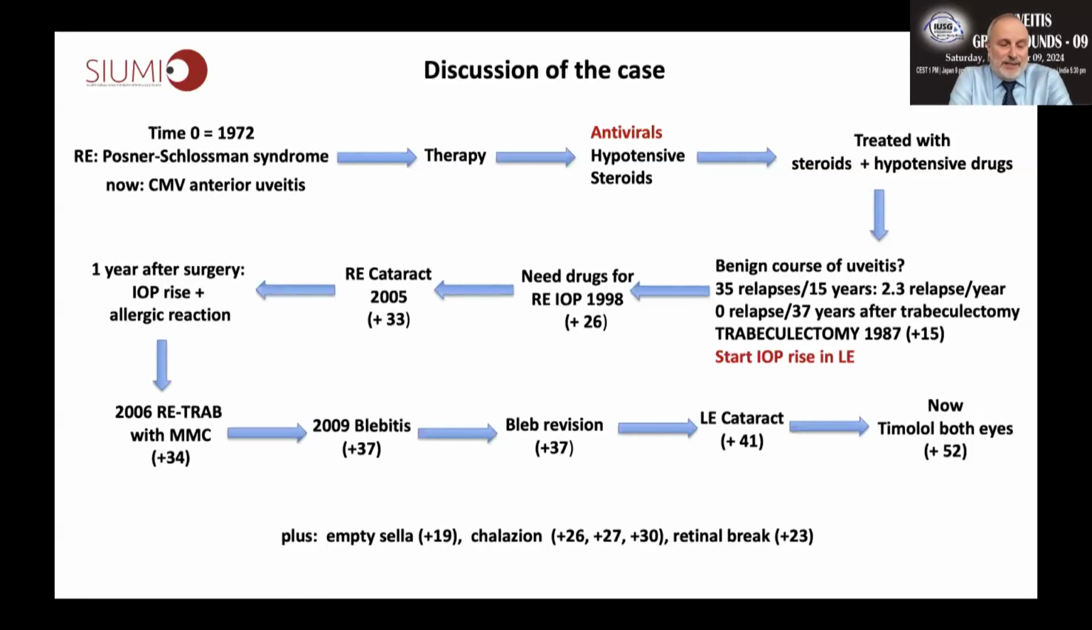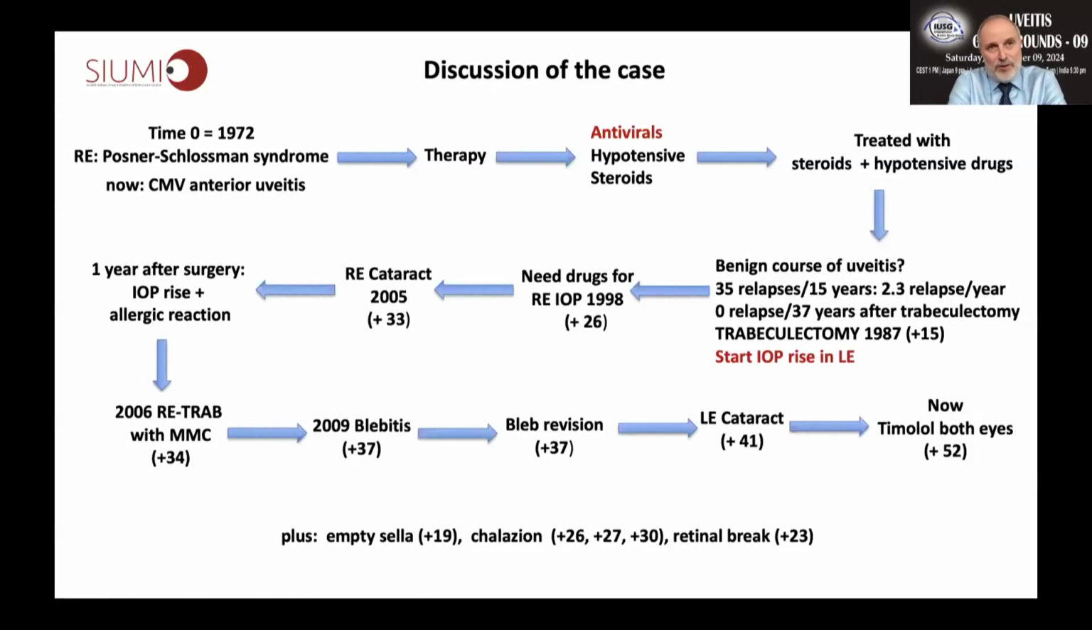On the other hand, the patient presented an allergic reaction. So we were compelled to do another trabeculectomy in this patient, this time with mitomycin. One of the possible complications of any filtering procedure if you use mitomycin C is a hyperfiltering bleb, and 3 years after, our unfortunate patient developed a blebitis. We did a bleb revision, then cataract surgery in the other eye, and finally he is on timolol in both eyes with control of his intraocular pressure.